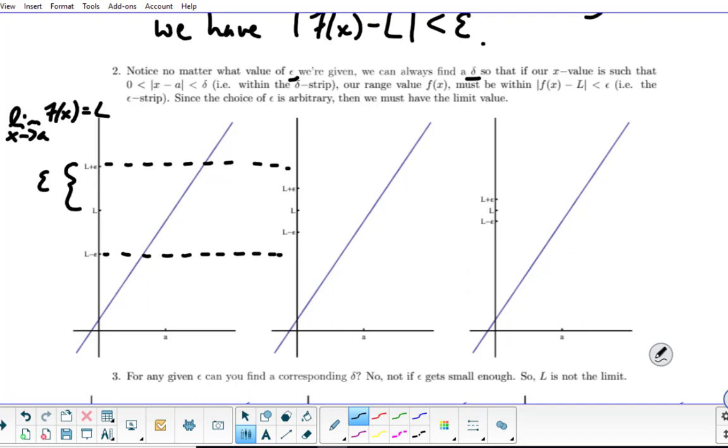Well, let's see if you and I can come up with our delta strip for this. Somebody said this is their tolerance. I want you to get within this much of the true answer. If I pick this x value right here and plug it into the function, am I within epsilon of the true answer? No. Everyone see that? If I take this x value, plug it into the function, am I within epsilon of what we're claiming the limit is? No. Does that bother you?